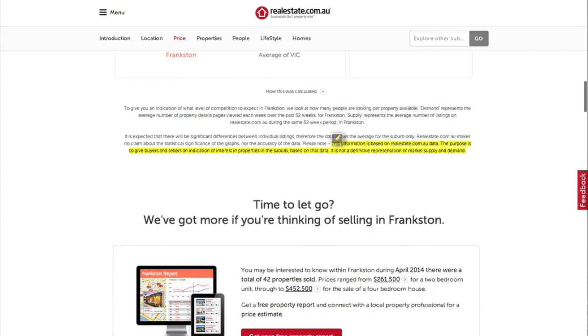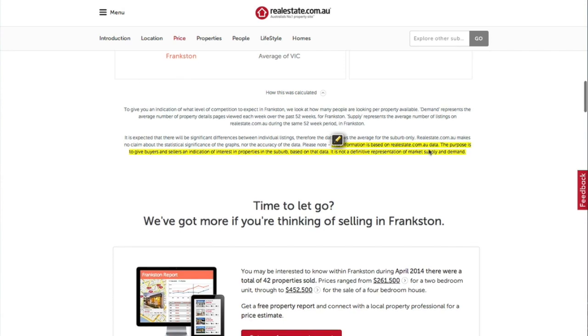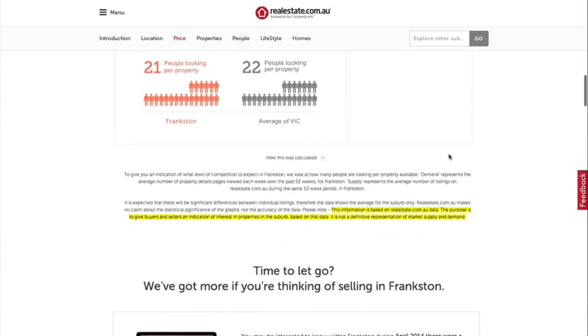But realestate.com.au themselves caution you that this information is based on realestate.com.au data. The purpose is to give buyers and sellers an indication of interest in properties in the suburb based on that data. It is not a definitive representation of market supply and demand. So you've got to remember that.